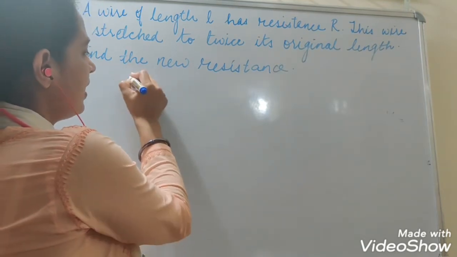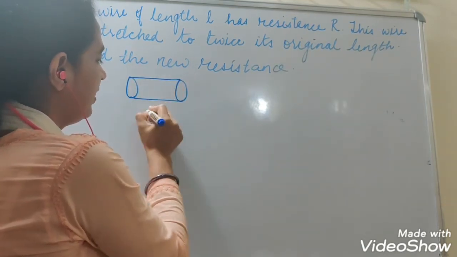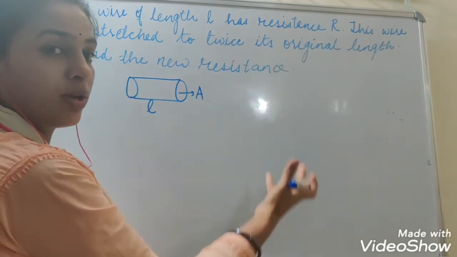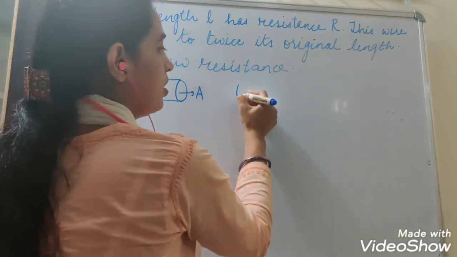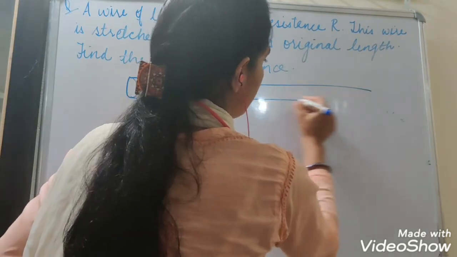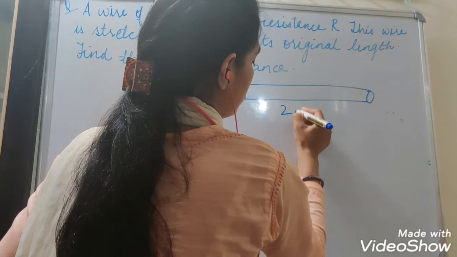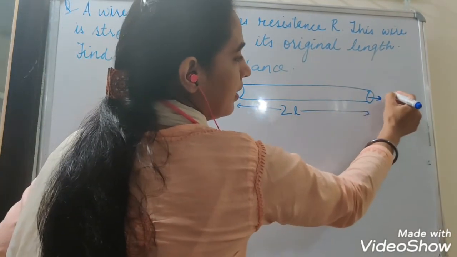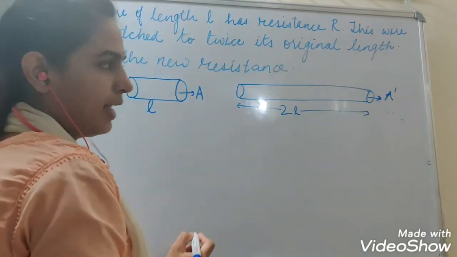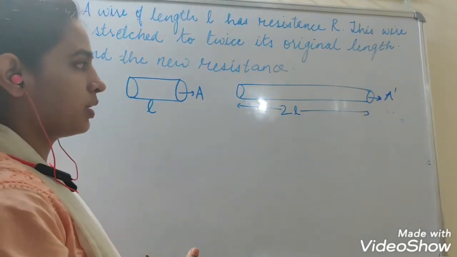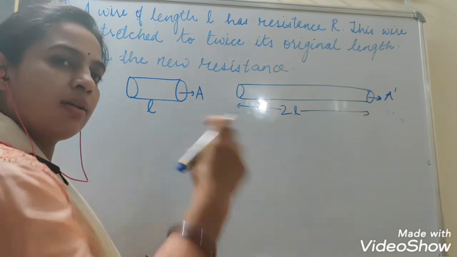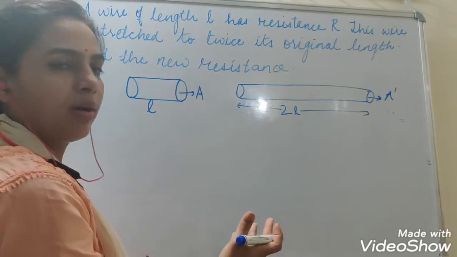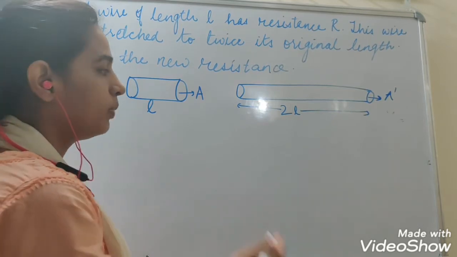So the question is that we have a wire of length L and its area is A. The same wire is stretched to twice its original length, so now the length has become 2L. Let us say the cross-sectional area is A dash because nothing is said about the cross-sectional area. Now see, the same wire is stretched, so obviously the volume will remain the same. Okay, so we use volume conservation.